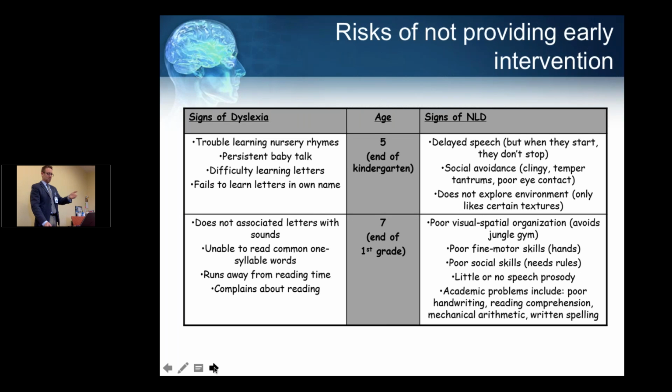This is just showing how quickly you can get behind when you start having hand motor control issues, poor social skills. You're not listening, handwriting's poor, reading's poor, and so on. And what that shows, age 5 and age 7, is okay, by age 5, you haven't caught this. Now they're having trouble learning nursery rhymes, and there's some baby talk going on, and difficulty learning letters. Well, now at 7, they can't read, they're behind, right? They're complaining about reading, they're avoiding school. So quickly, it escalates, the nature of the problem.